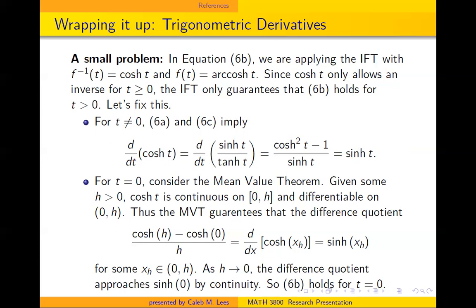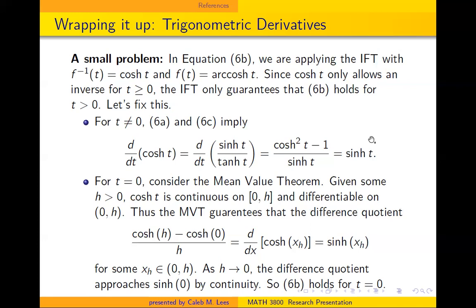So the mean value theorem guarantees that the difference quotient, cosh of h minus cosh of 0 over h, is the derivative of cosh at some point in the open interval from 0 to h. Okay, and we call that point xh. So, right, we know that this is true by the mean value theorem. Well, it turns out if you just take the limit as h goes to 0, by continuity, this approaches the hyperbolic sine of 0, right? So 6b actually holds for t equals 0 by the mean value theorem.